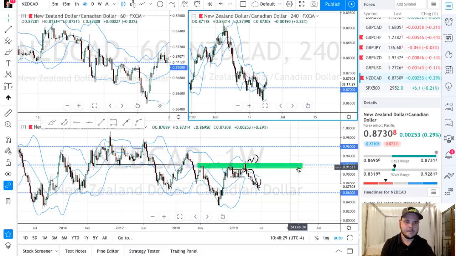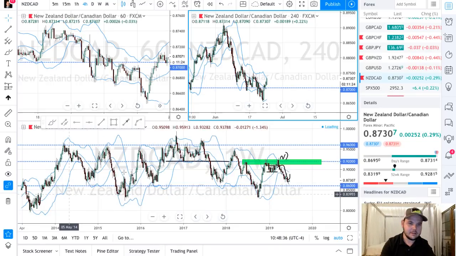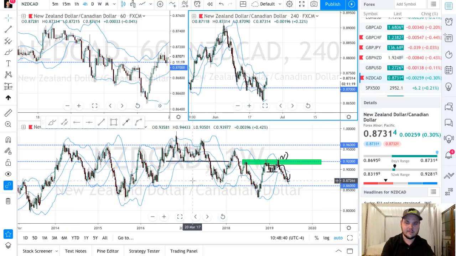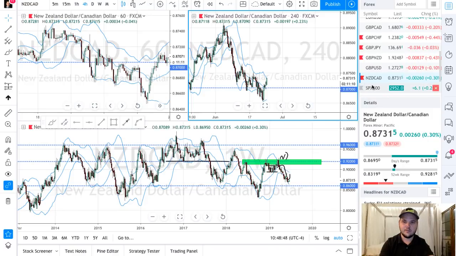NZDCAD is going back soon to a support area, it seems, which I have to put on my algo. It's not there yet. It's a support area that has bounced a few times in the past at 0.86, and that's where you look for bullish trades on this pair. So I'm going to flag it, and we'll look for trades soon.